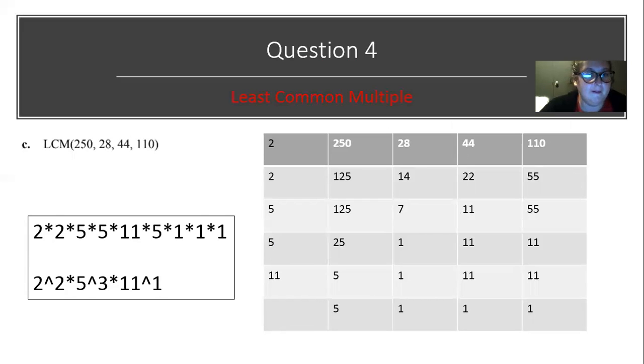And part C, we're looking for the least common multiple of 250, 28, 44, and 110. So I've got this chart filled out right here for us. And so we ended up with 2 times 2 times 5 times 5 times 11 times 5 times 1 times 1 times 1. Again, we don't have to mention the ones, so we're going to do 2 to the second because there are 2 2s, 5 to the third because there are 5 3s, and 11 to the first because there's only one 11. That is the least common multiple of 250, 28, 44, and 110.